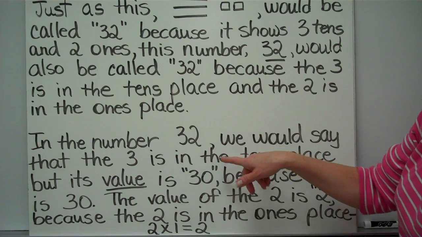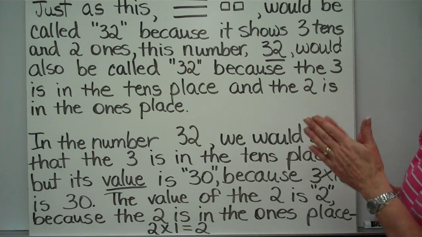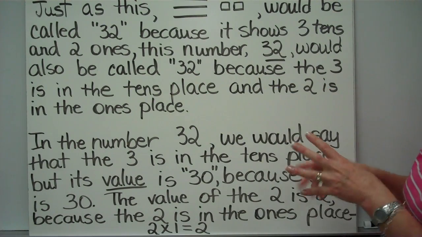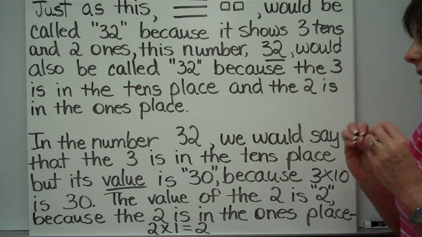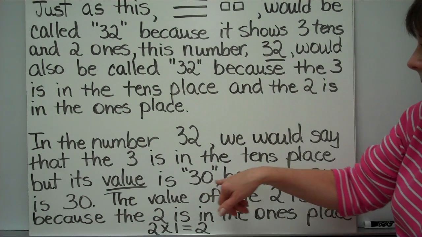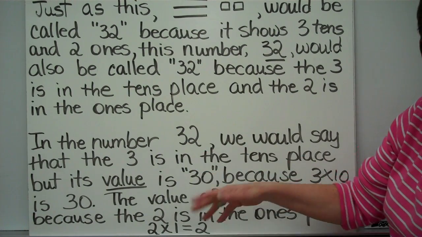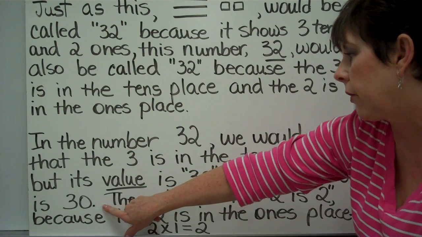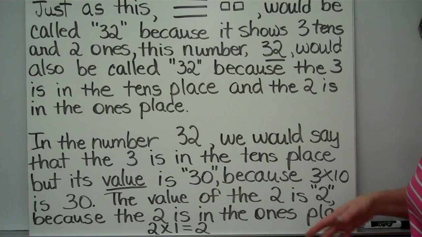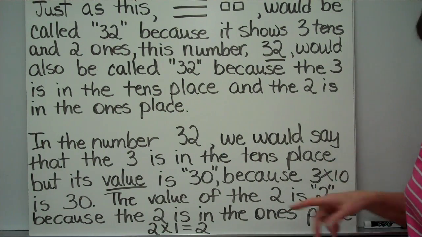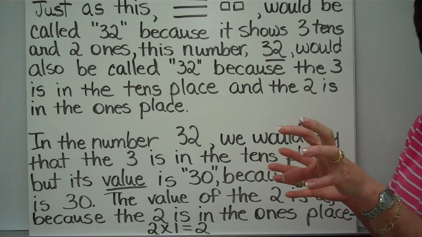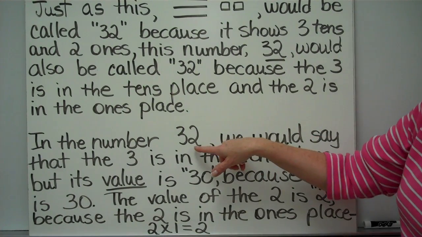Now, in the number 32, we would say that the 3 is in the tens place, as we were saying here, but its value, what it's worth, is going to be 30, because 3 times 10 is 30. And the value of the 2 would be 2, because the 2 is in the ones place, and 2 times 1 is 2. If we put them together, 30 plus 2 would be 32.